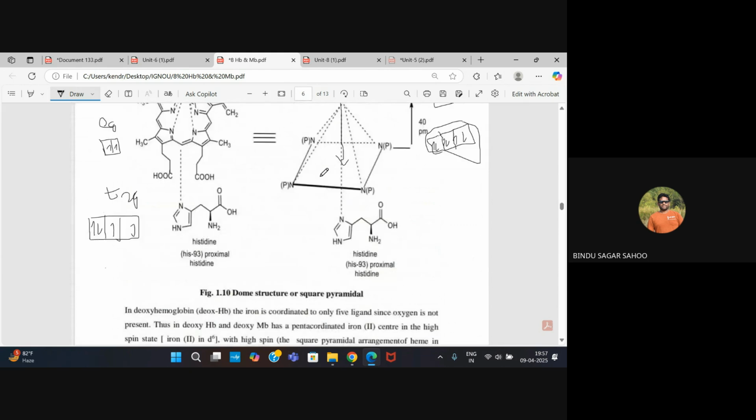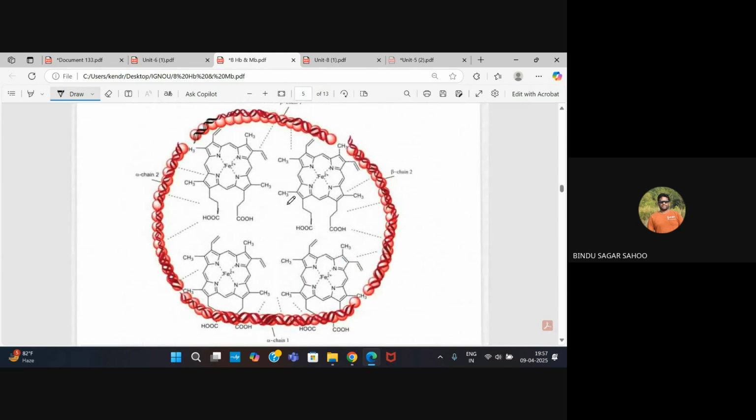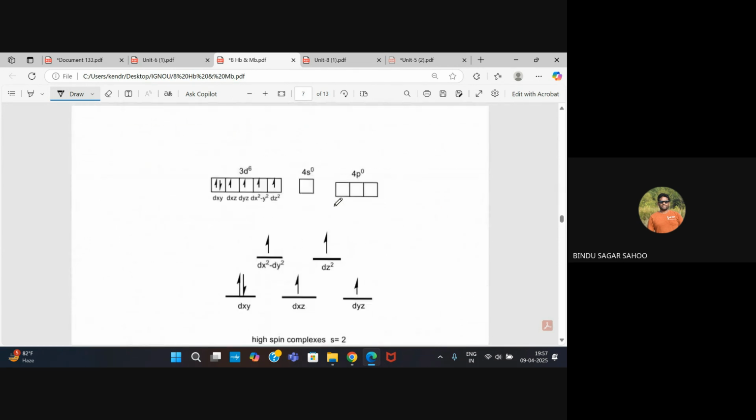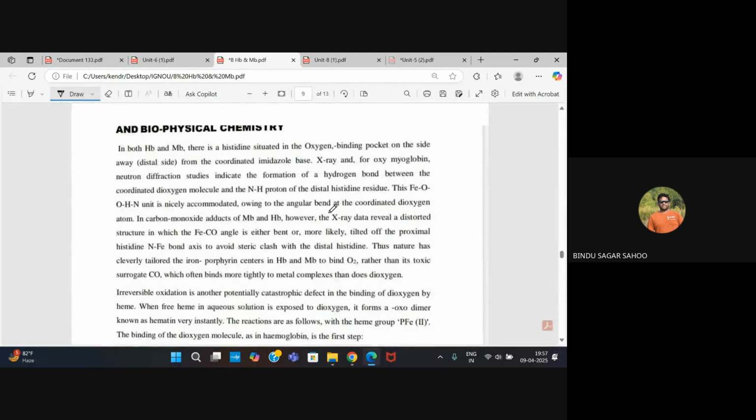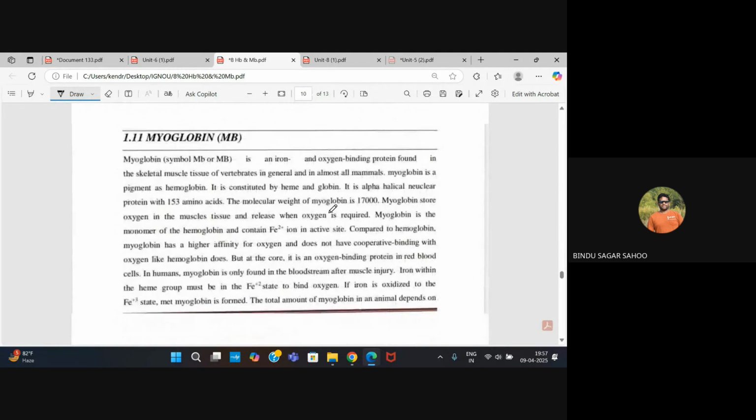Hemoglobin has a quaternary structure, meaning 4 heme units are present. But in myoglobin, one heme unit is present along with a single globin chain. That's why hemoglobin is called a quaternary structure, but you cannot say myoglobin possesses quaternary structure. The representation of myoglobin is Mb, and the representation of hemoglobin is Hb.